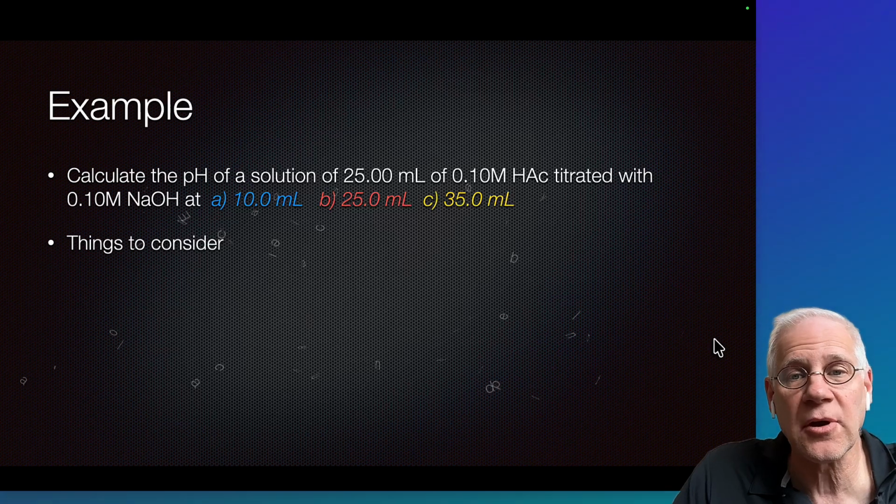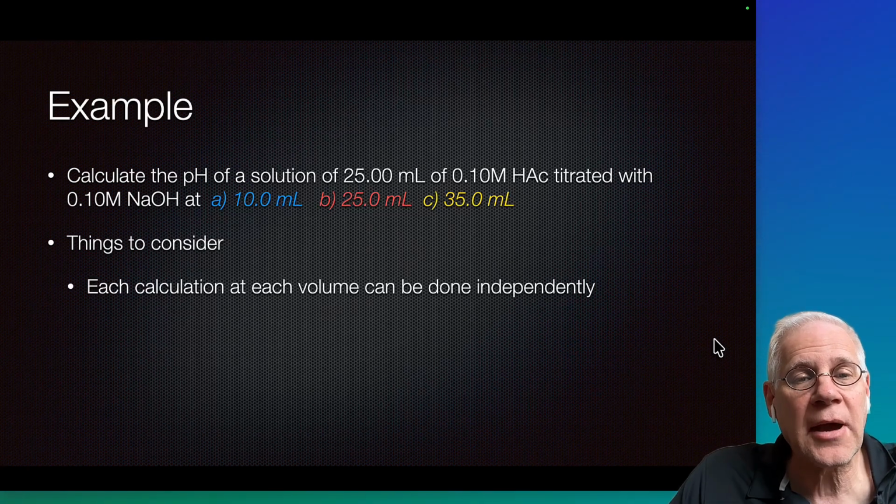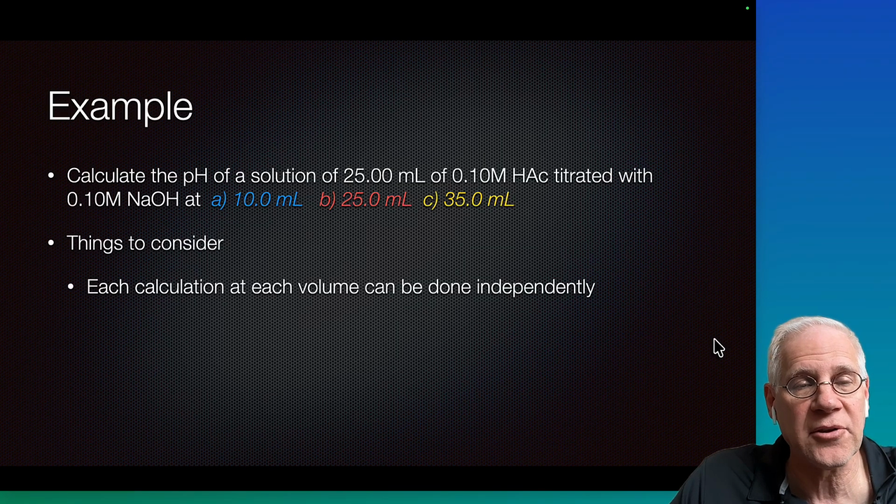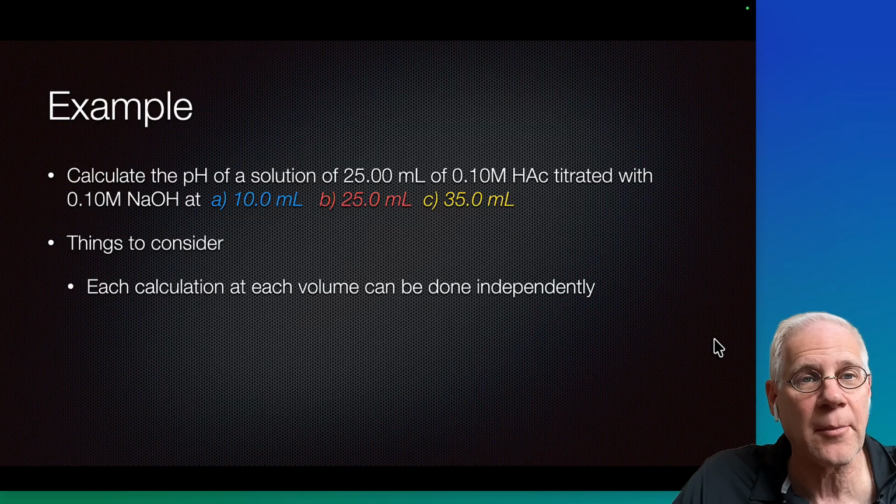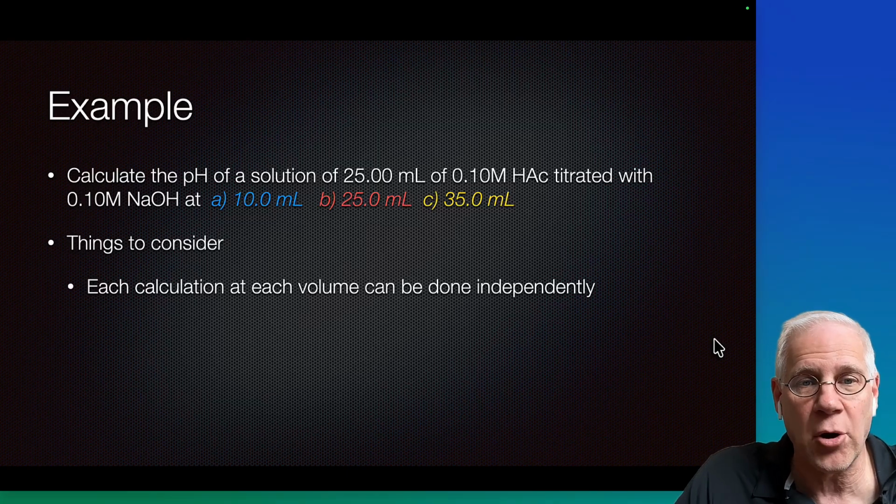So some things to consider as we do these calculations. Each calculation for each volume can be done completely independently. So you don't have to take the result of the calculation for A and then use it for the calculation for B and then for C. We can do each one independently, assuming that each one would be a separate titration just going to that volume.